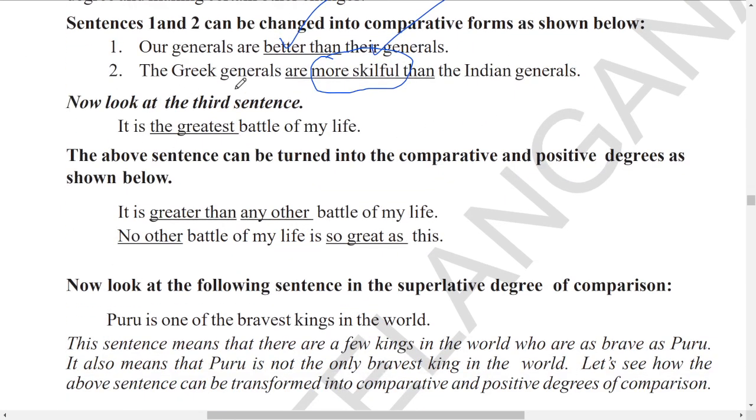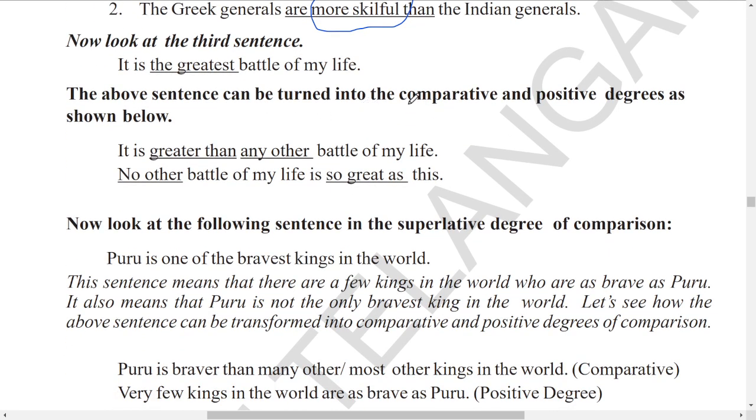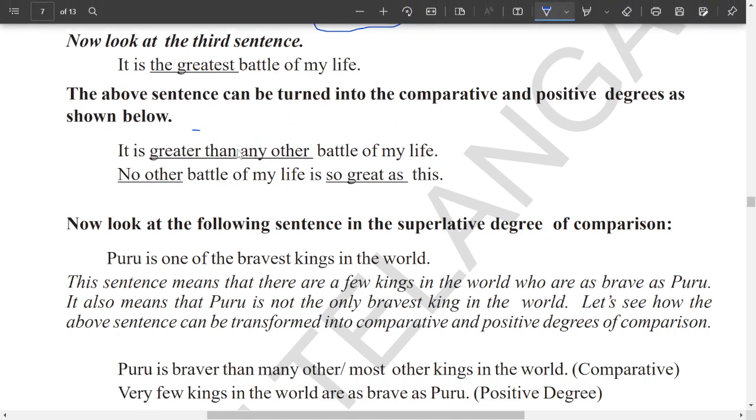Okay. Now look at the third sentence. It is the greatest battle of my life. Now the above sentence can be turned into comparative and positive degree as shown below. Look at this. It is greater than any other battles of my life. Here greater is comparative degree. So we are comparing one battle with any other battle here. Next, no other battle of my life is so great as, this is positive degree. Great, greater, greatest. So this is positive degree, this is comparative degree, this is superlative degree.